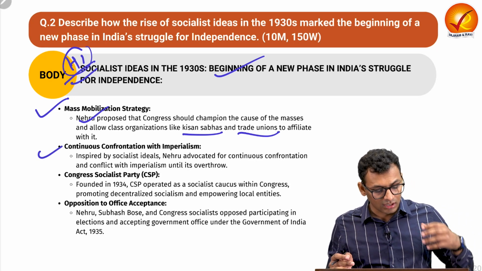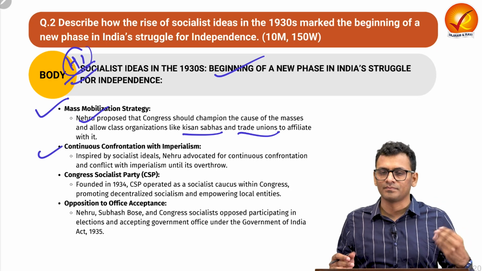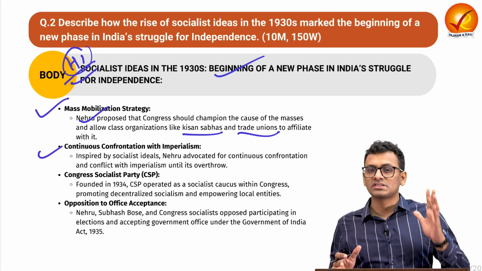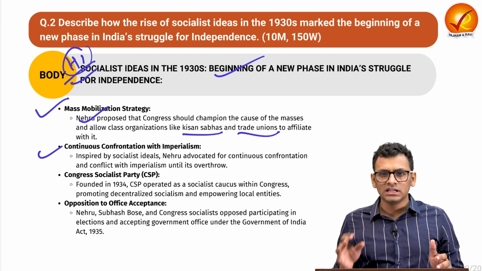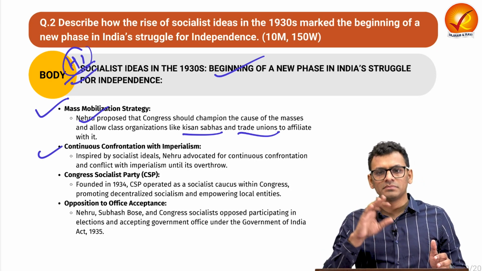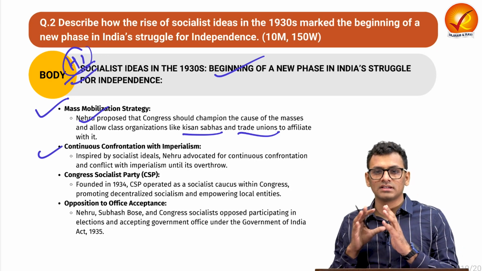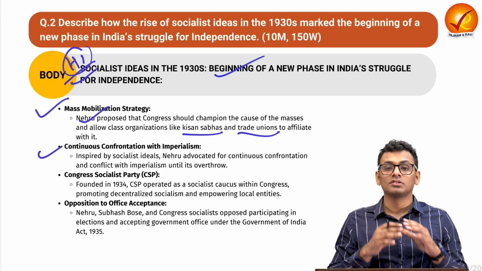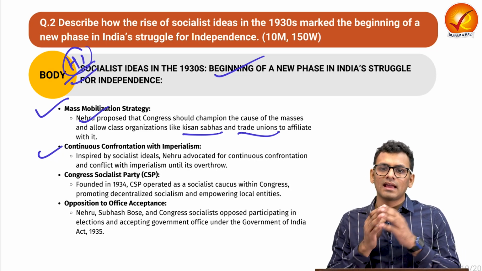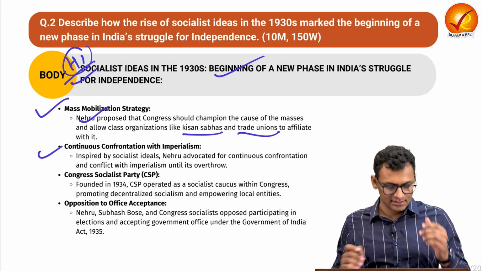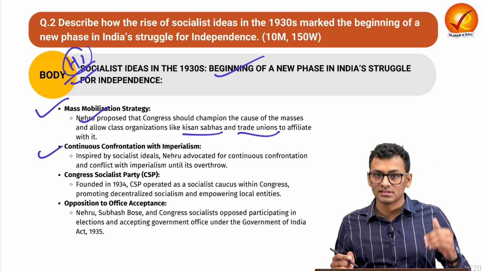Second is with respect to the continuous confrontation with imperialism. Previously in NCM, we saw that Gandhi's idea was about not a continuous struggle, but rather one with breaks. But with the rise of socialist ideas, it was considered that through continuous confrontation, they can weaken the colonials and ensure India's right place. So that is something you can inculcate for this second point.